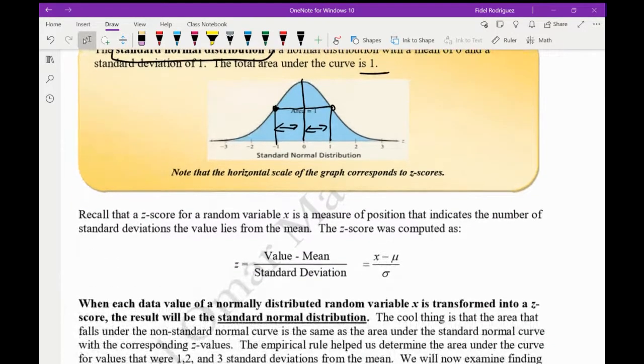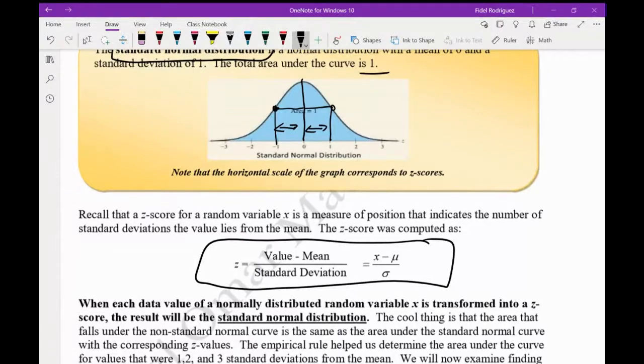So it says, recall that a z-score for a random variable x is a measure of position that indicates the number of standard deviations the value lies from the mean. So here was our z value, right?